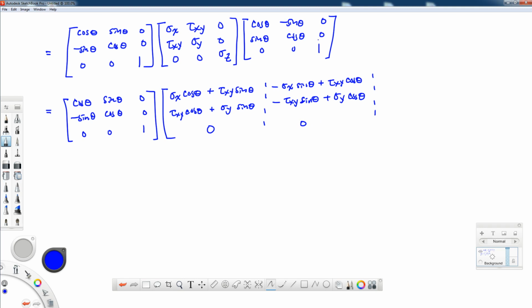And finally I'm going to take the last column and multiply it by each of the rows. This one's going to be real easy. The first entry is 0, 0 times sigma x, 0 times tau xy, and 1 times 0. The next entry is 0, and then the last entry is sigma z.